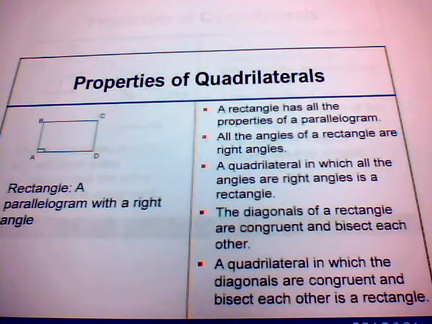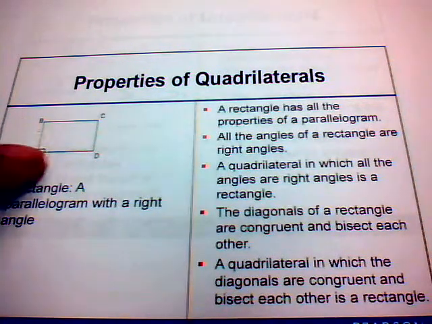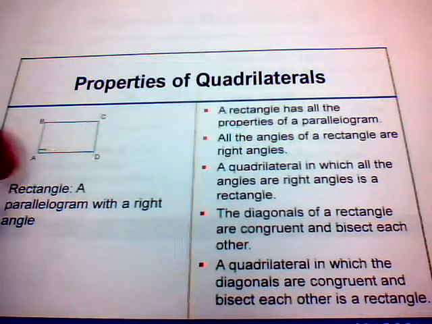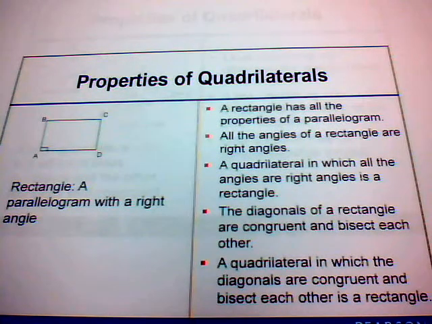And in a rectangle, all the angles of a rectangle are right angles. So angle A, angle B, angle C, and angle D are all right angles. And a quadrilateral in which all the angles are right angles would be considered to be a rectangle. Then the diagonals of a rectangle are congruent and bisect each other.